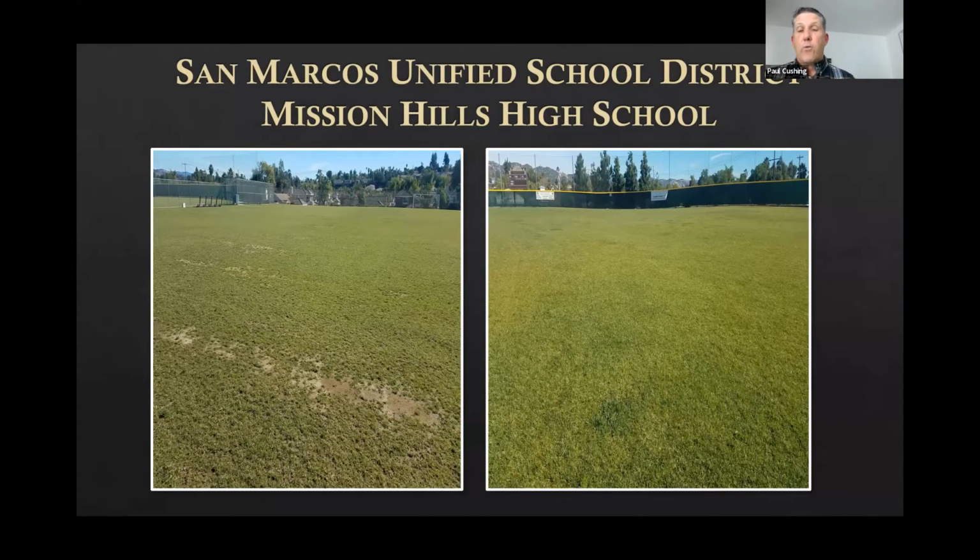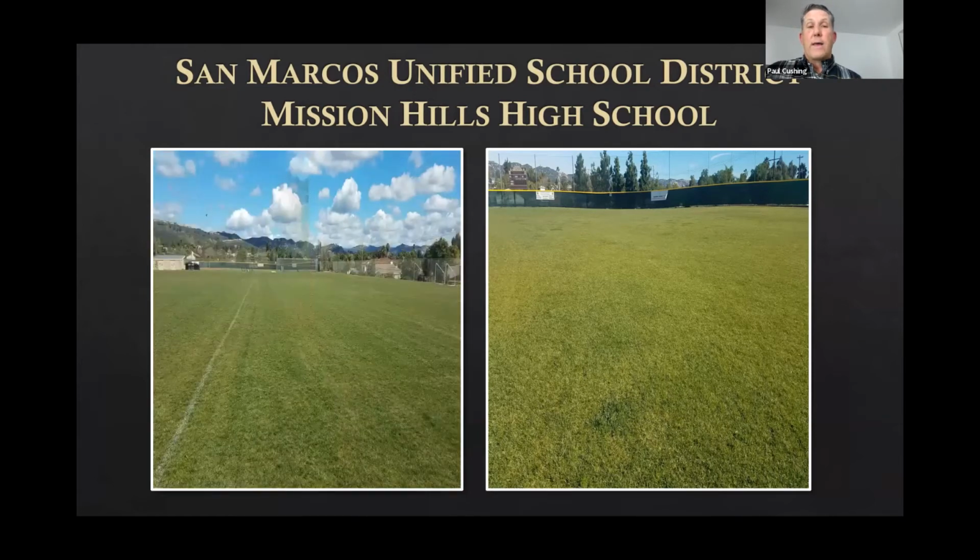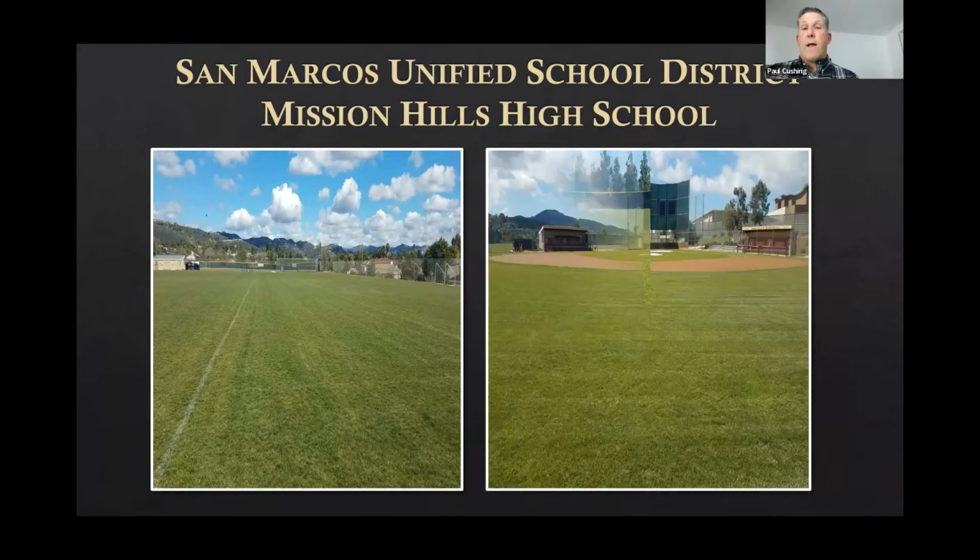And so once we were able to do some soil tests and put some programs together, this is what the same field looked like about 5 months later. And so you can just see the difference in the color. You can just see the fullness of it all. This was their baseball outfield.